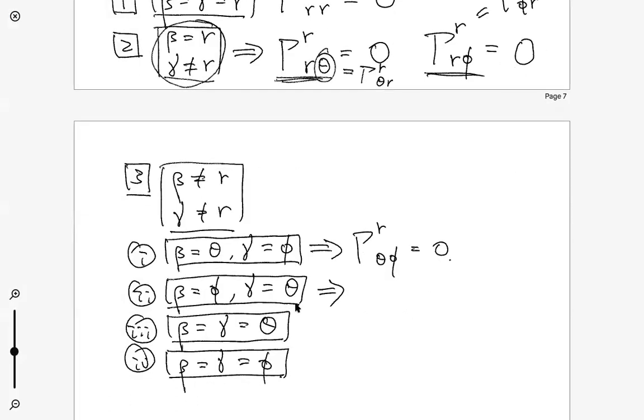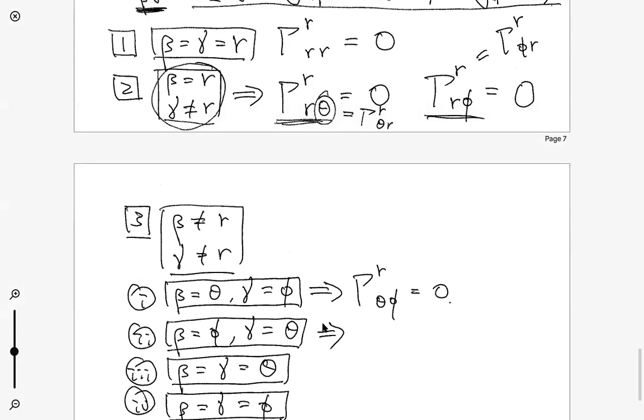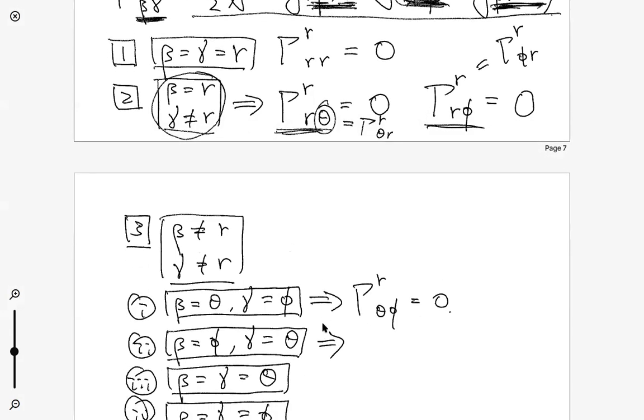So the second case is the reverse. Beta is phi and gamma is theta. Well, actually, by symmetry of beta and gamma, we can also say that this is 0, right? Because these two are equal, right?